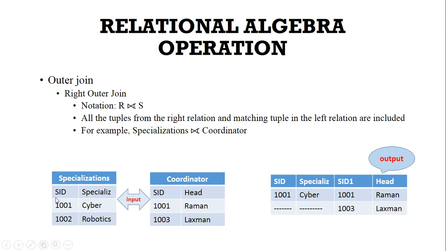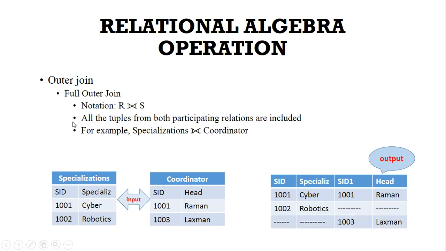Here 1001 is the matching data, that is the 1001 SID is equal to the 1001 SID present in the right hand side. That will be included with the data cyber, but 1002 will not be included because we should have 1003 on the left hand side. But 1003 is not present. That's why it is mentioned with a hyphen. This is what right outer join is.